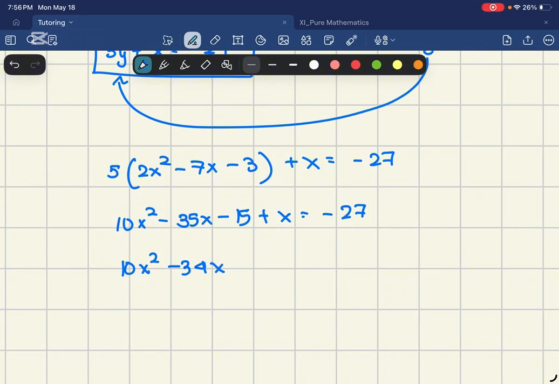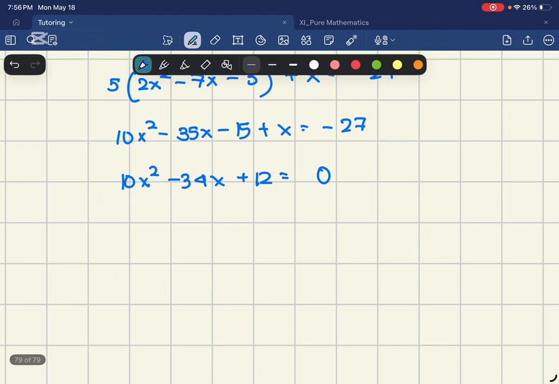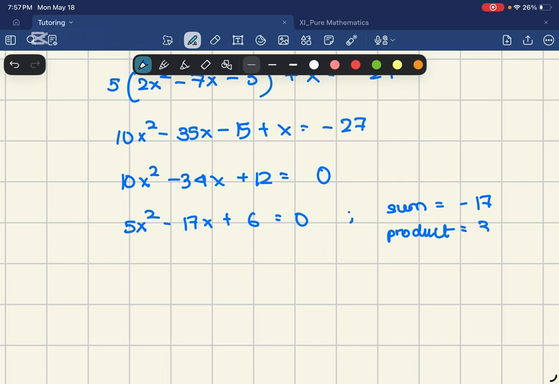That is 12. That is going to be 0. So now let's solve this quadratic equation. If you divide by 2, you get 5x squared minus 17x plus 6. So your sum is negative 17. Your product is 30. And your two numbers are quite easy to figure out. It's going to be negative 15 and negative 2.